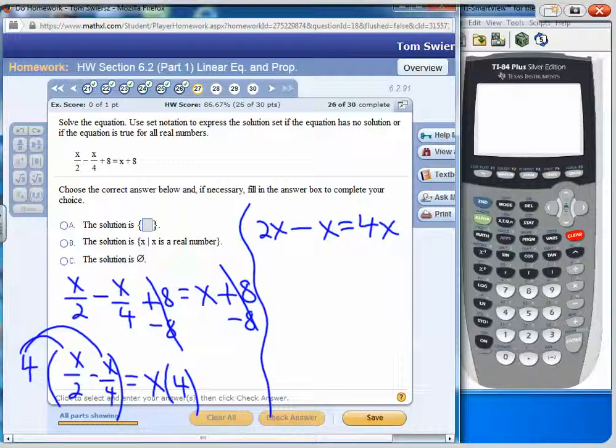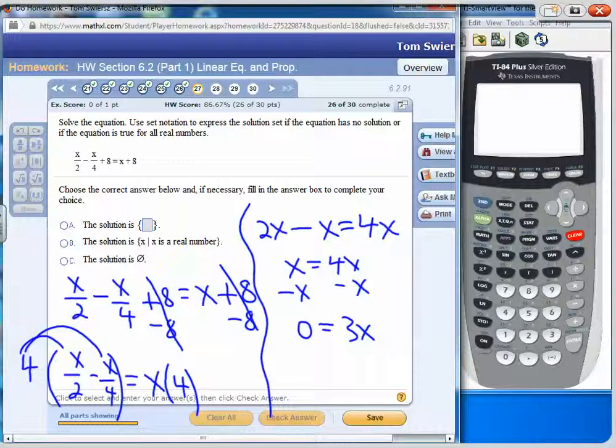All right, where are we at now? 2x minus x is equal to 1x. 2x minus 1x is x. It's 4x. To get one side equal to 0, subtract x from both sides. X minus x is 0 on the left side. 4x minus 1x is 3x.